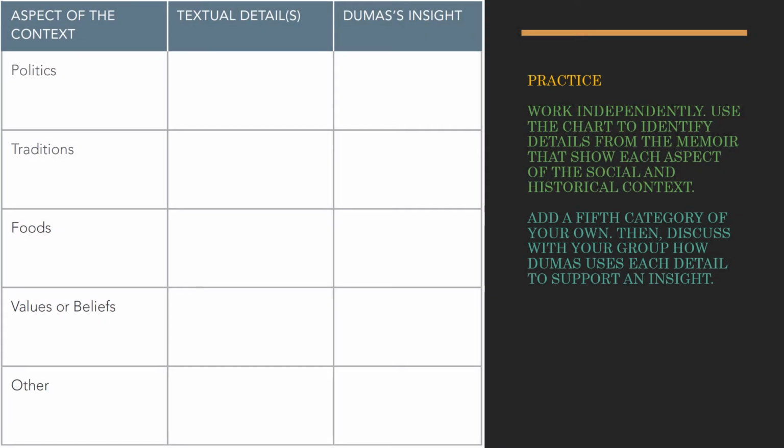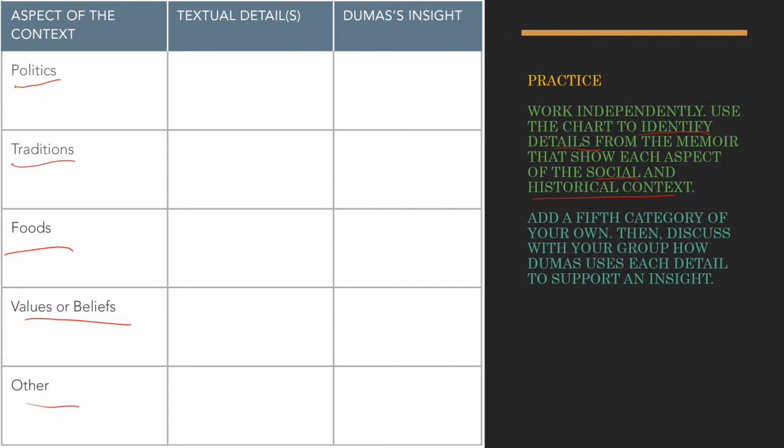So let's do this practice. Work independently. Use the chart to identify details. We have to identify details. Let me change the color and erase this one, just for the sake of being clear. Identify details from the memoir that show each aspect of the social and historical context. So we have to find details to show those aspects. What are the aspects that we have here? We have politics, traditions, foods, values, and beliefs. That is four. Add a fifth. So here you should add one.